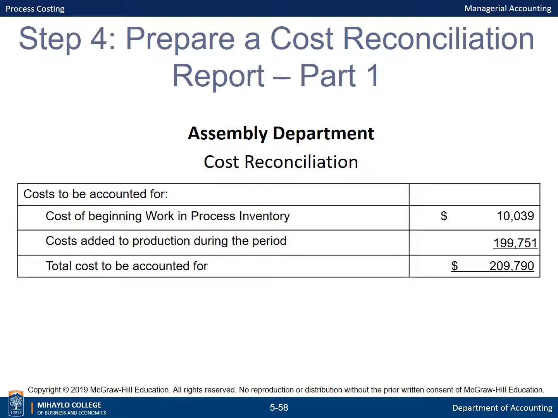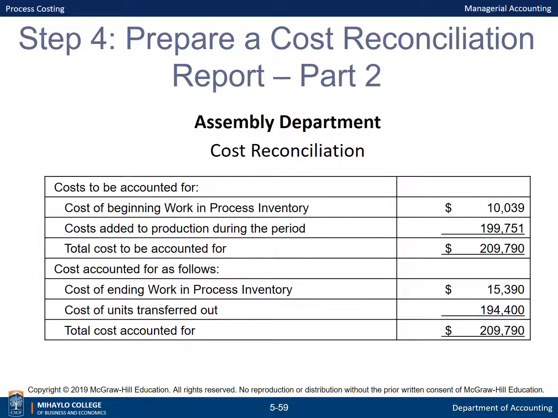The final step is to reconcile the costs. Costs to be accounted for consist of the cost of beginning work in process inventory of $10,039, plus the costs added to production during the period of $199,751. The total cost to be accounted for equals $209,790. Costs accounted for is equal to the cost of ending work in process inventory of $15,390 plus the cost of units transferred out of $194,400. Notice the two total costs of $209,790 agree, indicating that all costs have been accounted for.